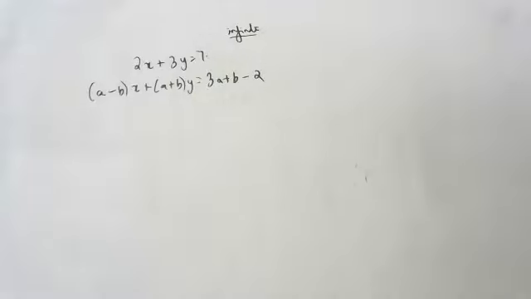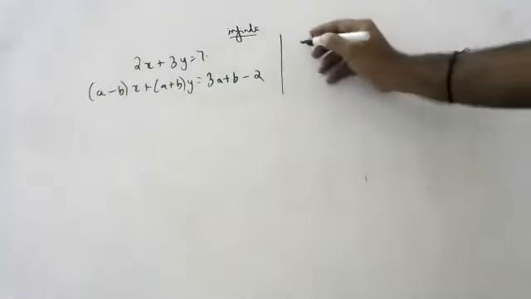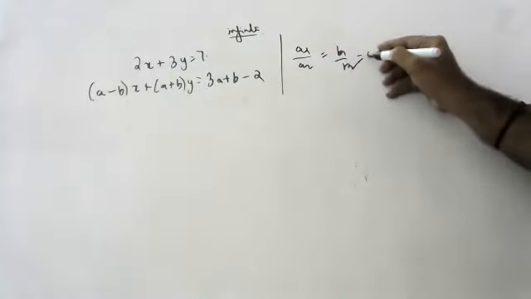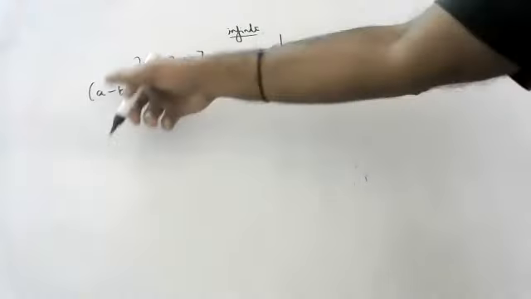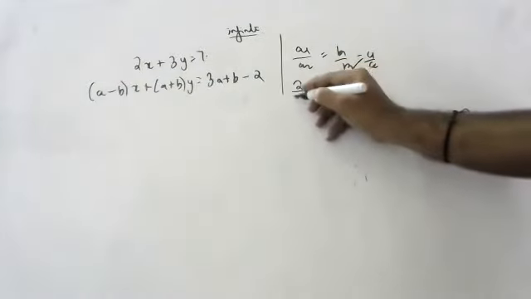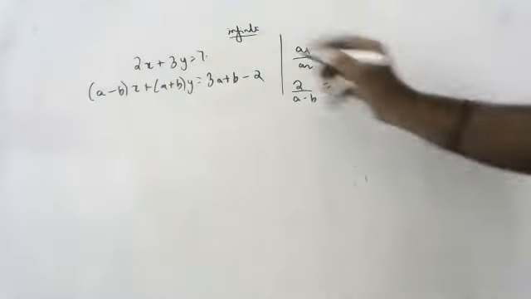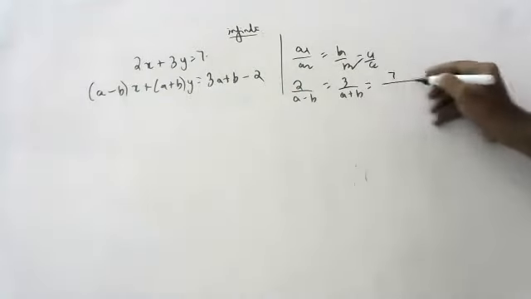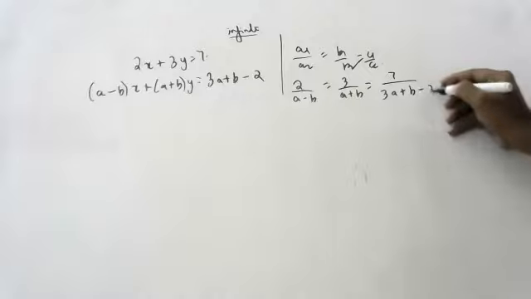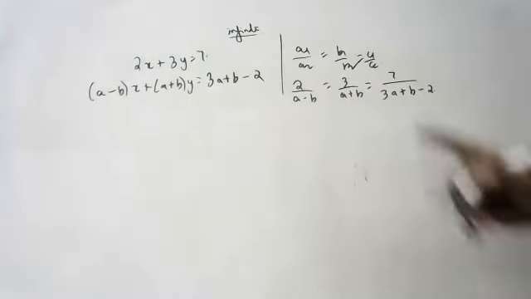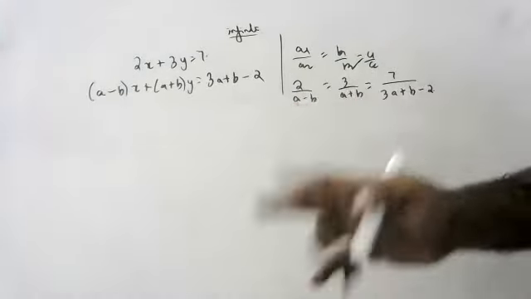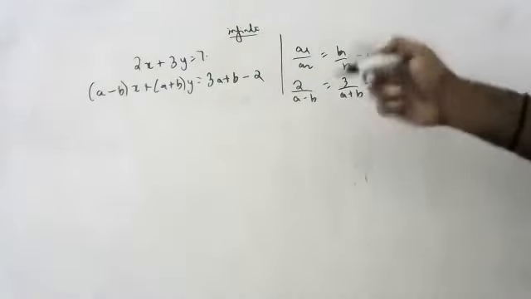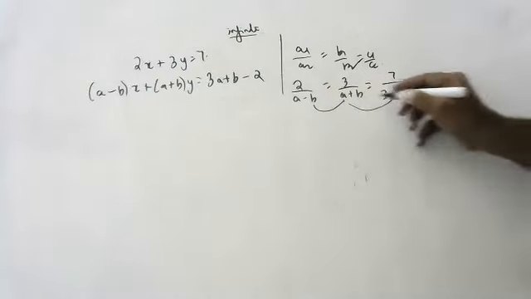When they say like this, what is the infinite solutions condition, children? A1 by A2 is equal to B1 by B2 is equal to C1 by C2. What is A1 by A2, anyone? 2 by a minus b. 3 by a plus b, very good. 7 by 3a plus b minus 2. Very nice. So now, children, because a and b, two variables are there, we need two equations. We will get one equation here, one equation here, one equation here.